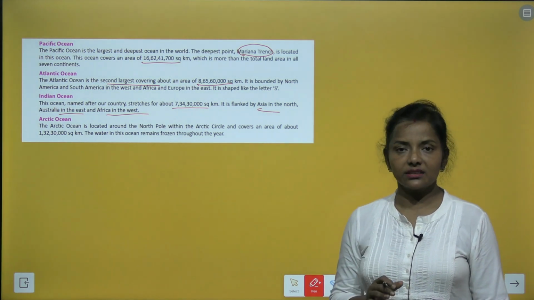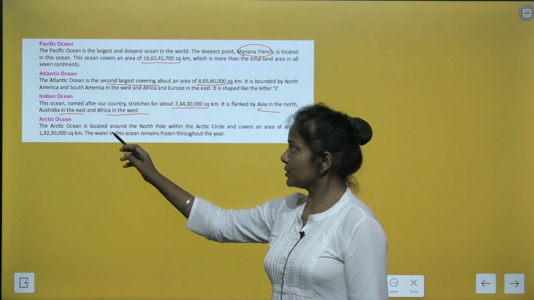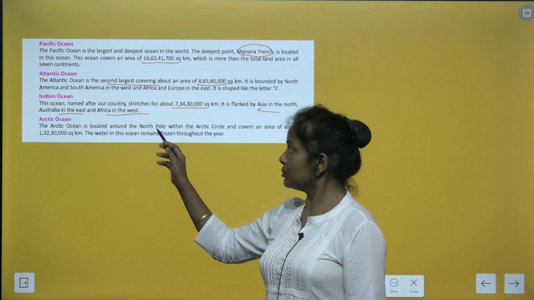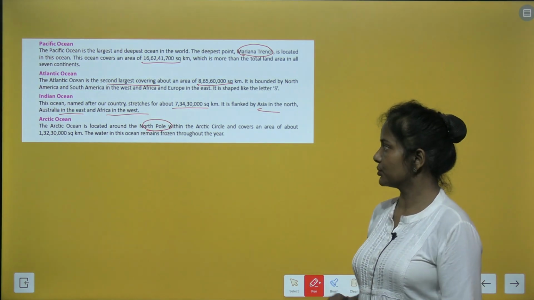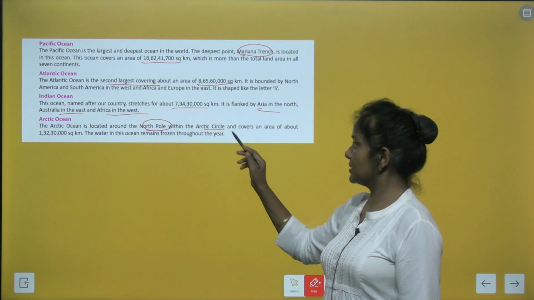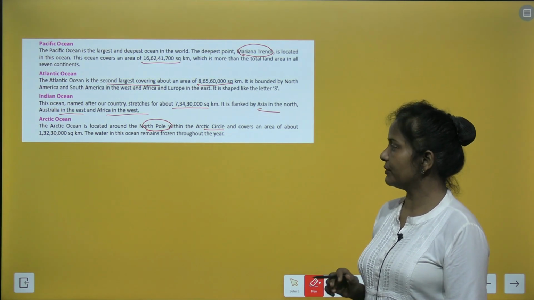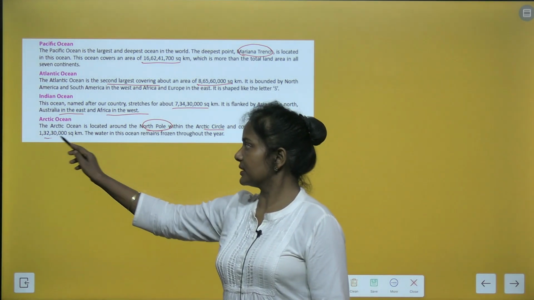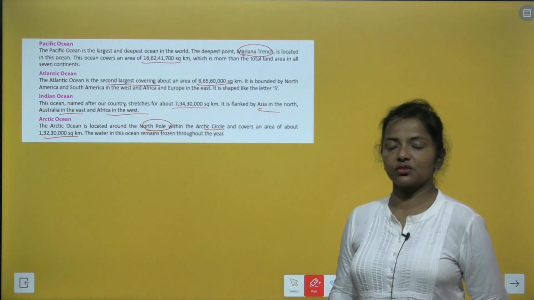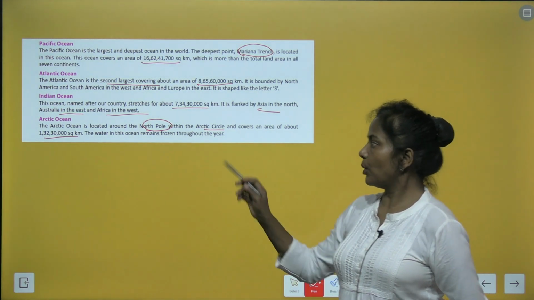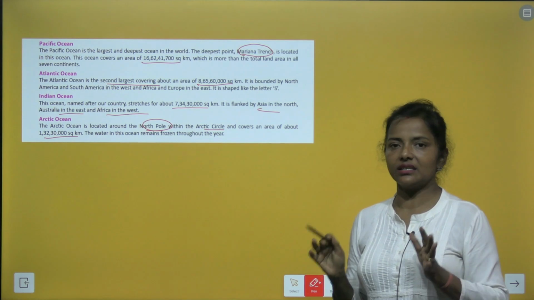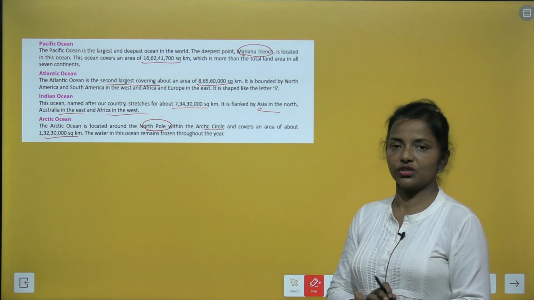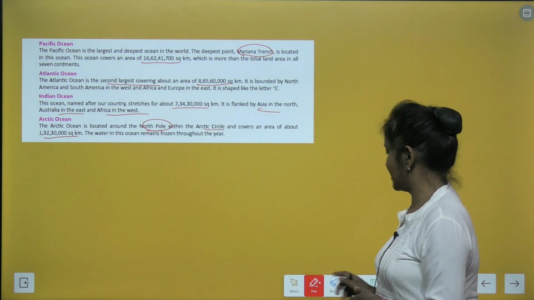Now comes the Arctic Ocean. The Arctic Ocean is located around the North Pole. North Pole के आसपास located है Arctic Ocean. Within the Arctic Circle and covers an area of about 1,32,30,000 square kilometers. The water in this ocean remains frozen throughout the year. पूरे साल यहाँ का जो पानी है इस ओशन का वो जमा हुआ है.